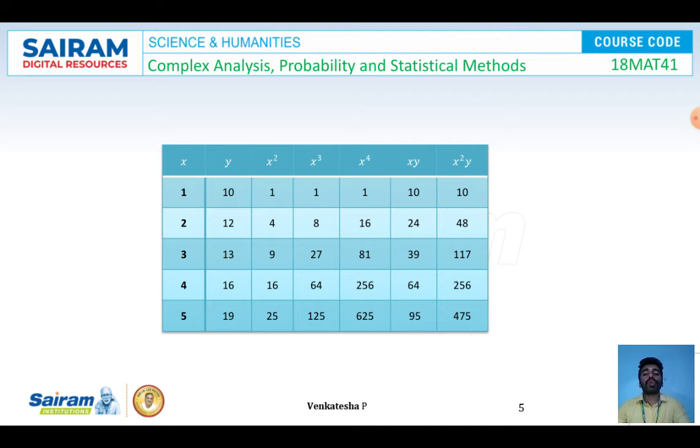Now to calculate xy, I am going to multiply x into y. So I got 10, 24, 39, 64, 95. To calculate x²y, I am multiplying y into x². I got 10, 48, 117, 256, 475. Now we are supposed to calculate Σx, Σy, Σx², Σx³, Σx⁴, Σxy, Σx²y.